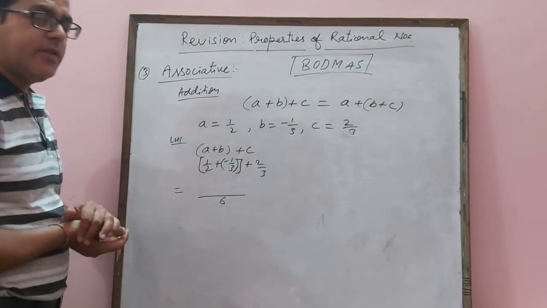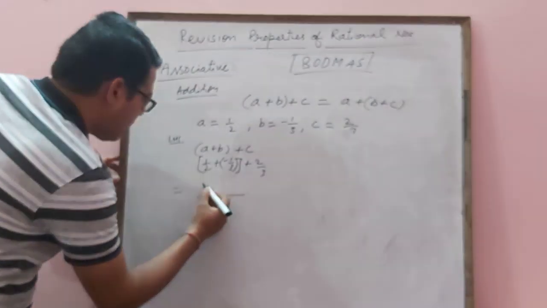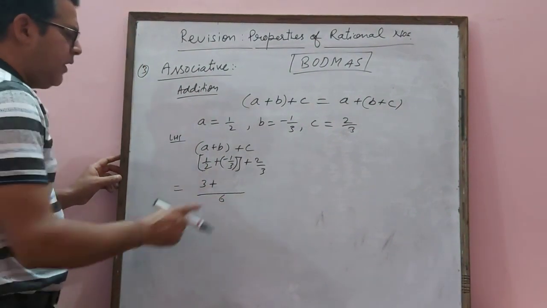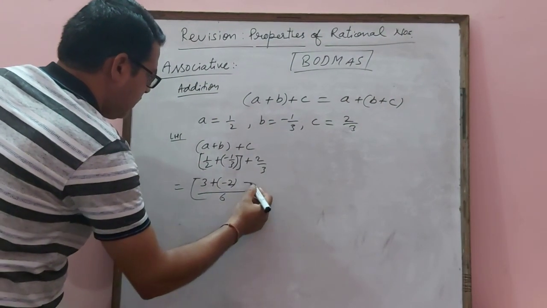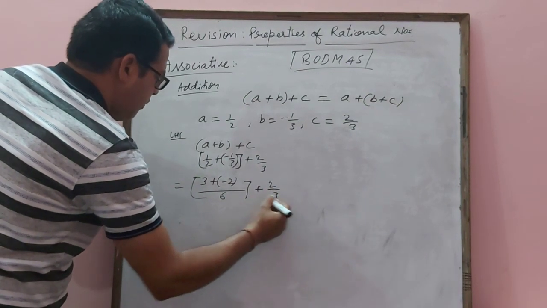We can write here 6. So 2 3s are 6, we can write here 3. Then plus. Then 3 2s are 6. So minus 2 we can write here. And plus 1 2 by 3 we can write as it is.